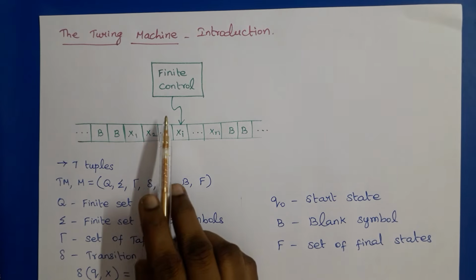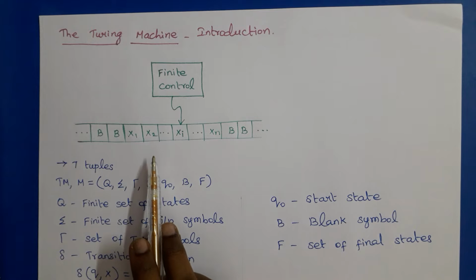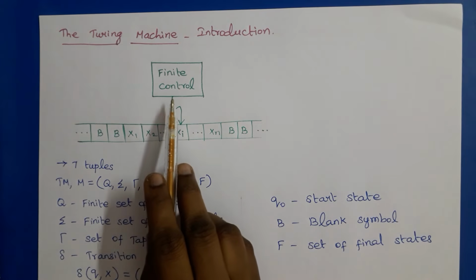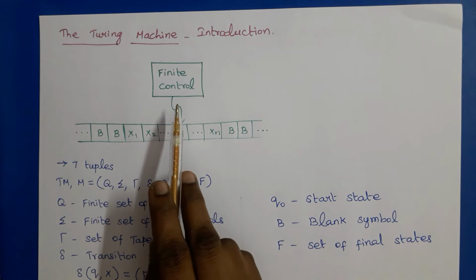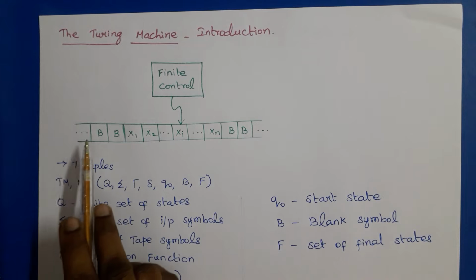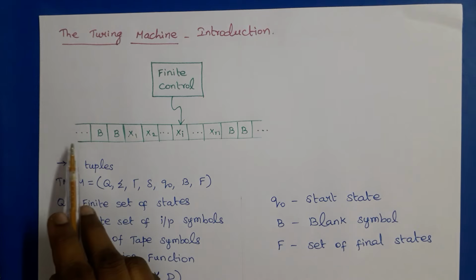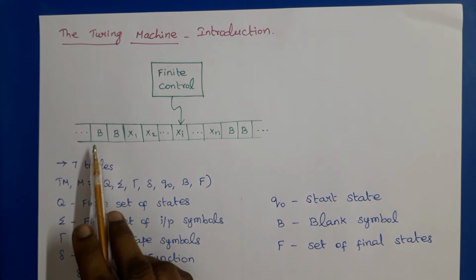The Turing machine has a finite control and an infinite tape. Finite control may be in any one of a finite number of states. It is similar to other automata. And the tape: the Turing machine has a two-way infinite tape. It is infinite to both the left end as well as the right end.